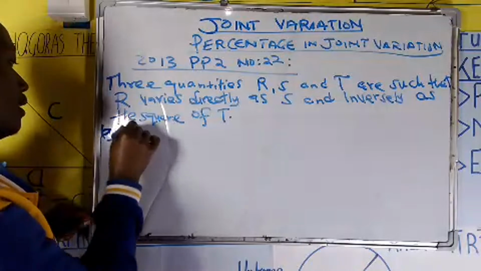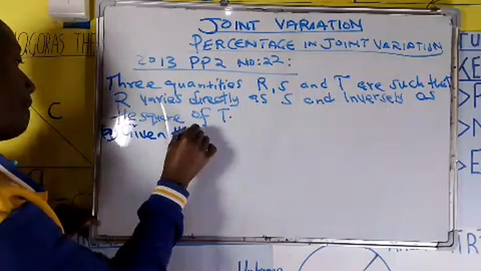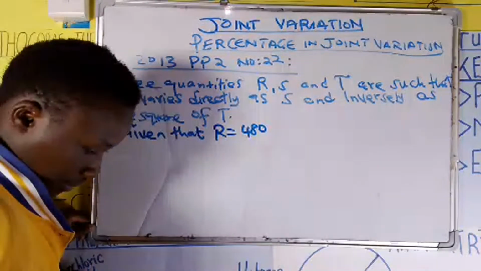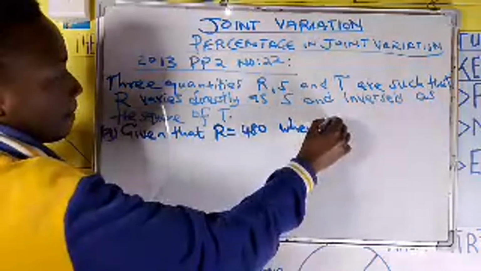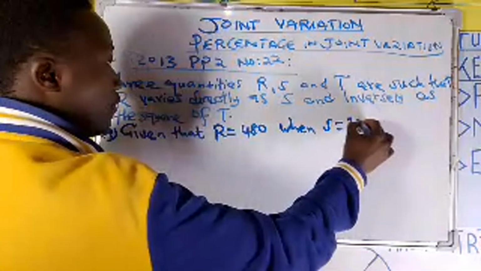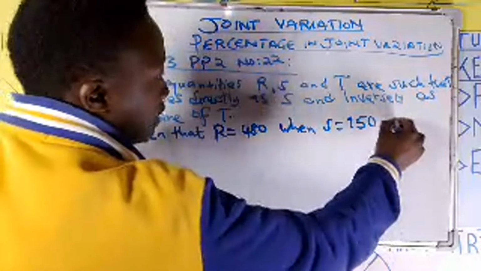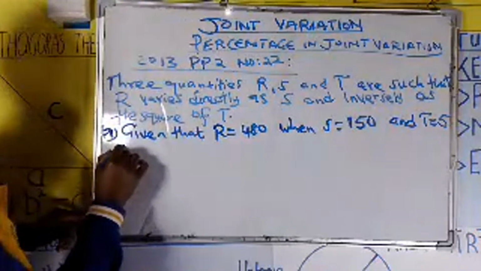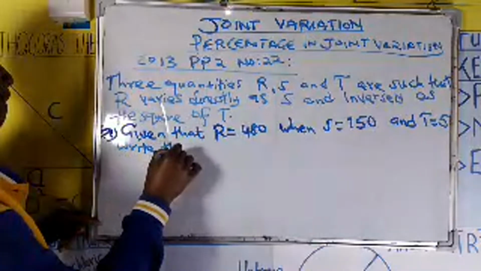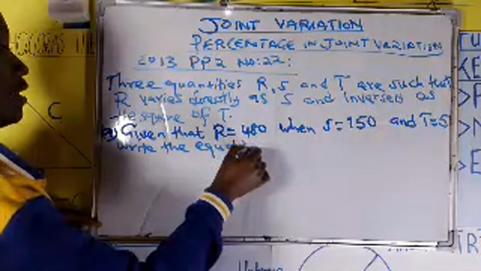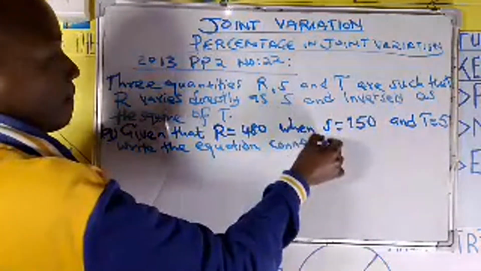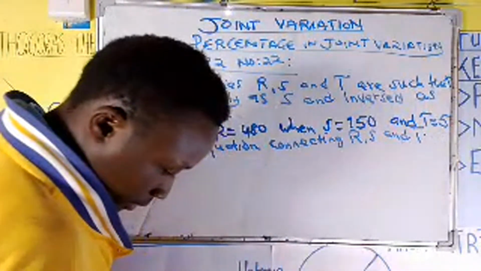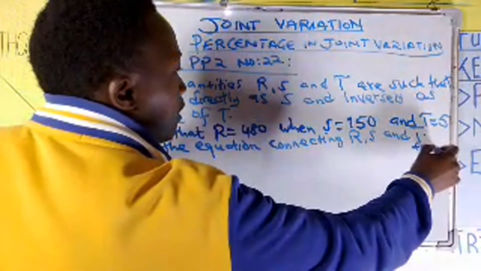So the first question, we can start from the beginning. Given that R is equal to 480 when S is equal to 150 and T is equal to 5, write the equation connecting R, S, and T. So this is a question assessed in section B, 4 marks.